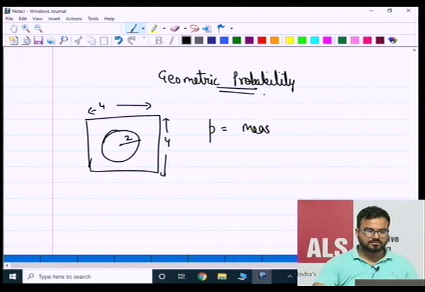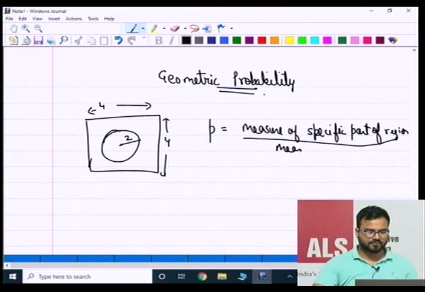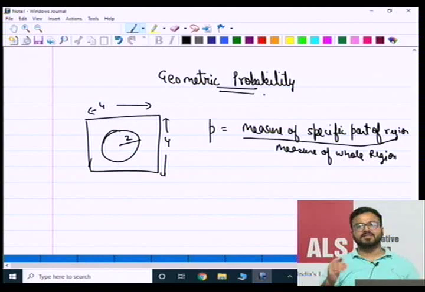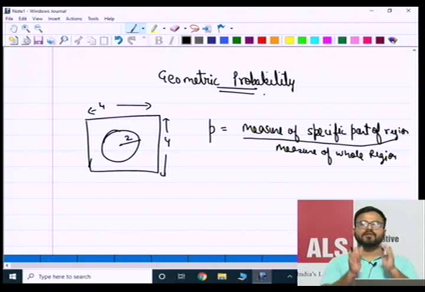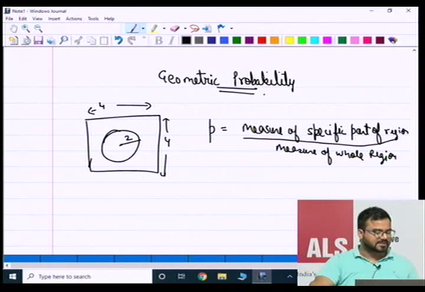The formula is measure of specific part of region over measure of whole region. So basically here we will deal with the area. Whatever is the specific part, we will find the area of that part divided by the total area. That will give you the geometric probability. So let us start with the question itself.